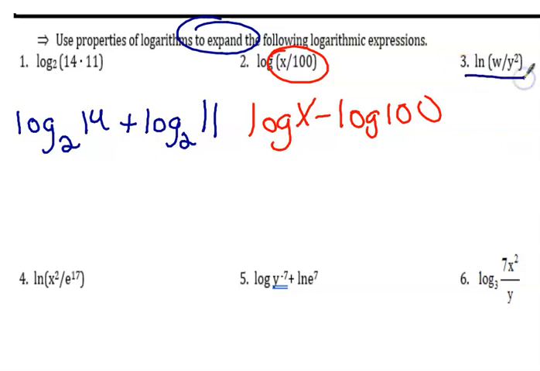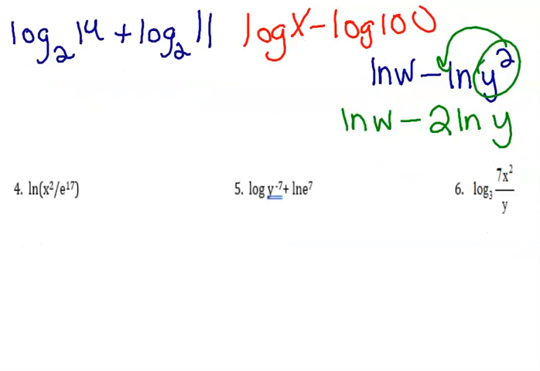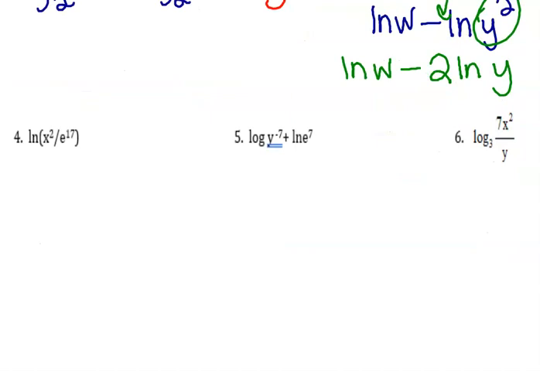So we've got ln, so natural log of w over y squared. Okay, so we have ln w minus ln y squared. We're not done yet because this is a y squared. So ln w minus 2 ln y. So you bring the 2 and you put it in front. All right, so I want you guys to try the next few, see if you can expand them, and check back.